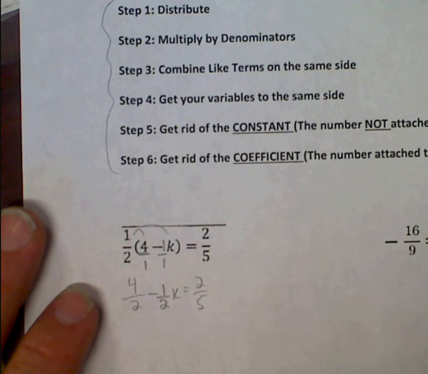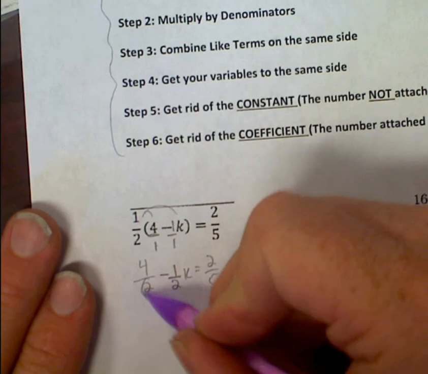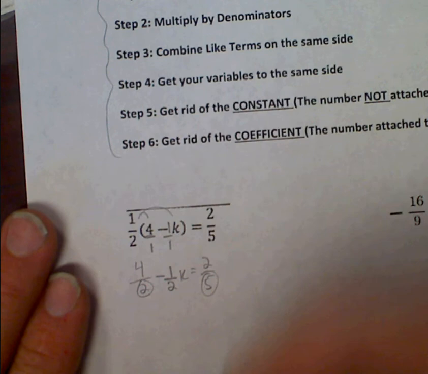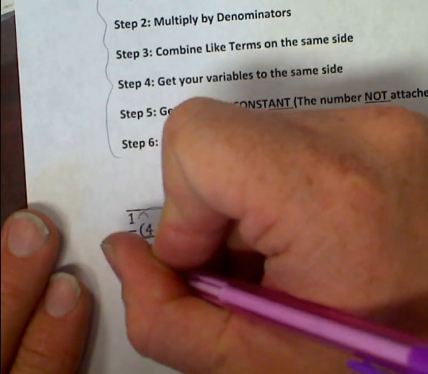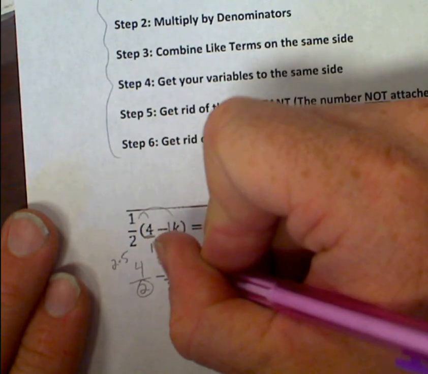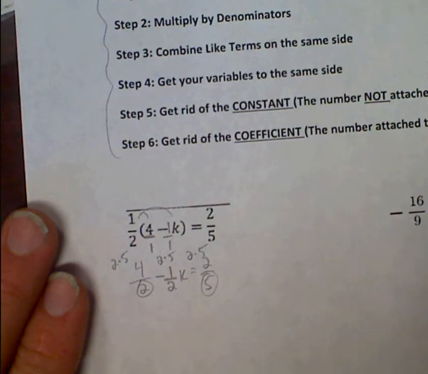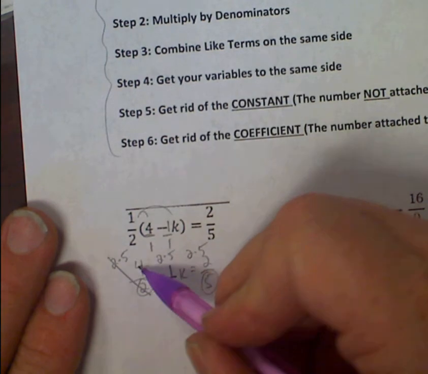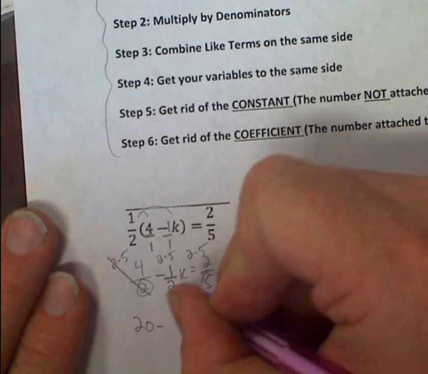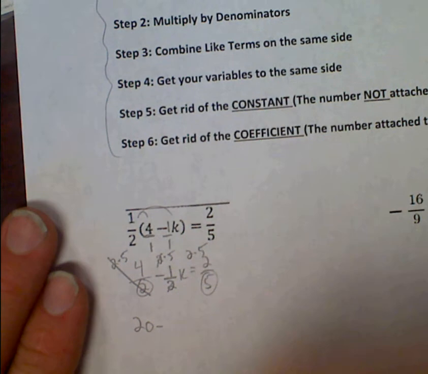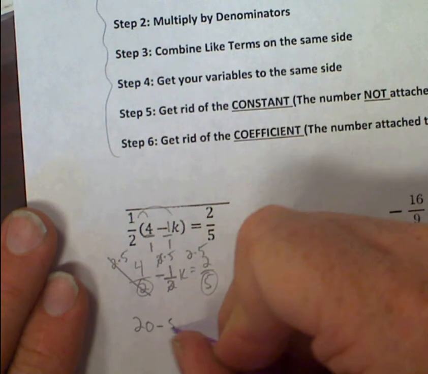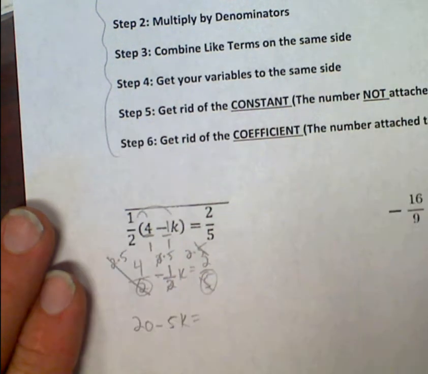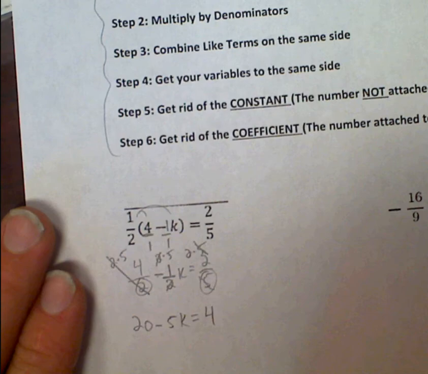Step 2 says multiply by denominators. My denominators are 2 and 5. These match, so I don't have to say 2, 5, just 2 and 5. Times 2 times 5 on every term. The 2's cancel. If I have a 2 on top and 2 on bottom, they cancel. 5 times 4 is 20. Cancel the 2 and the 2. 5 times -1 is -5, equals, the 5 can cancel, 2 times 2 is 4.